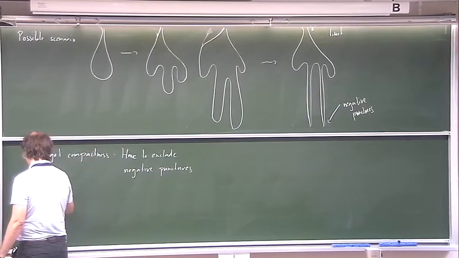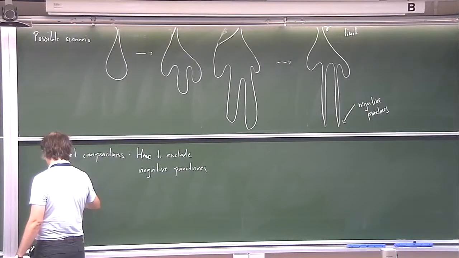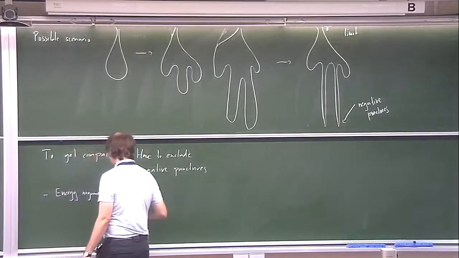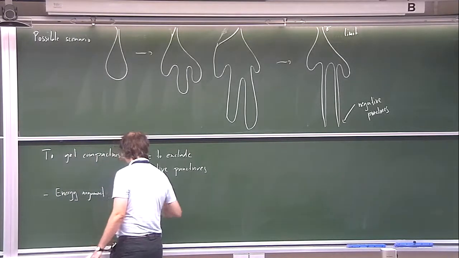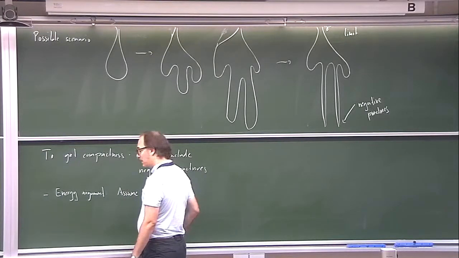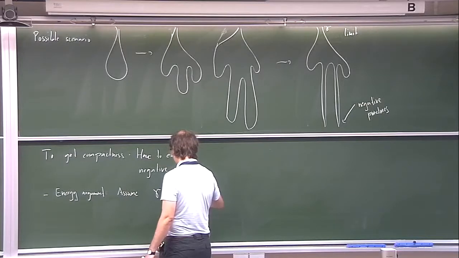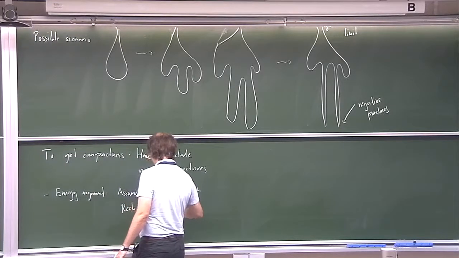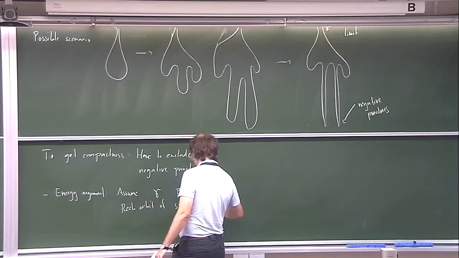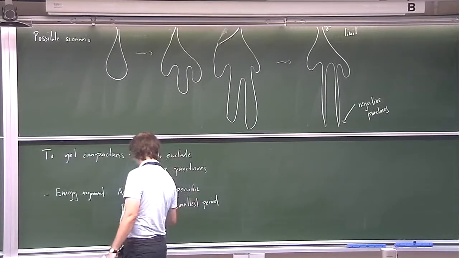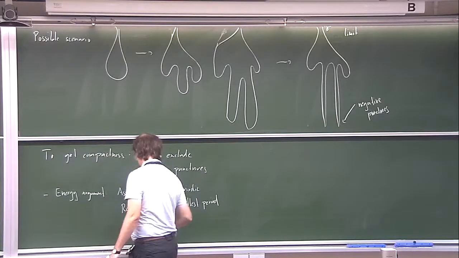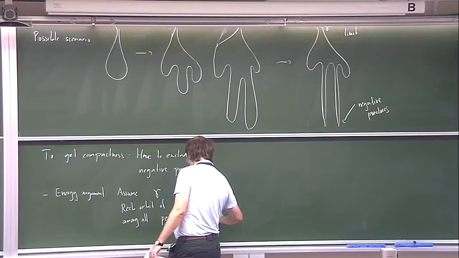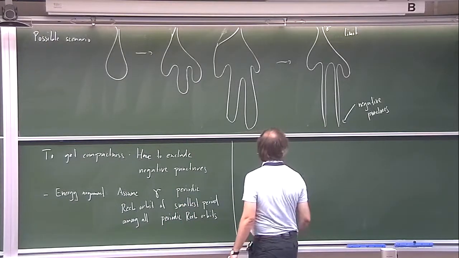Let me write the energy argument. Assume this gamma is a periodic Reeb orbit of smallest period among all periodic Reeb orbits, then there are no negative boundaries.